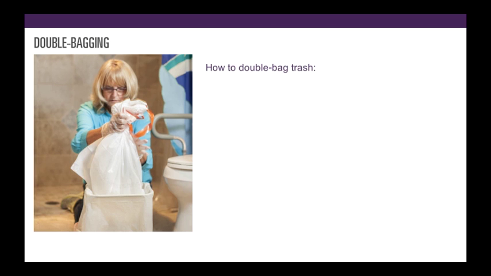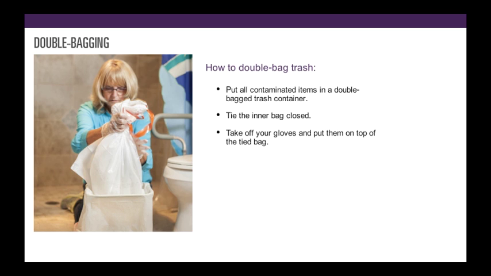Contaminated waste should be double-bagged. To double-bag trash, put all contaminated items in a double-bagged trash container. Tie the inner bag closed. Make sure you're wearing gloves while you do this. Take off your gloves and put them on top of the tied bag. Tie the outer trash bag and wash your hands. Throw the trash away. Wash your hands again. If you follow this procedure, you will reduce your risk of exposure to bloodborne pathogens.